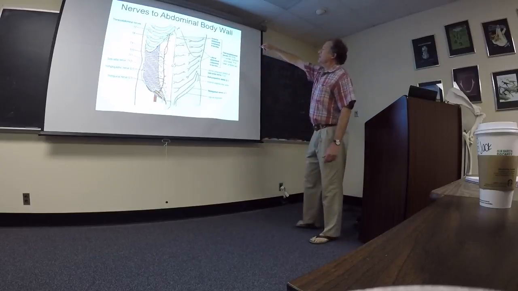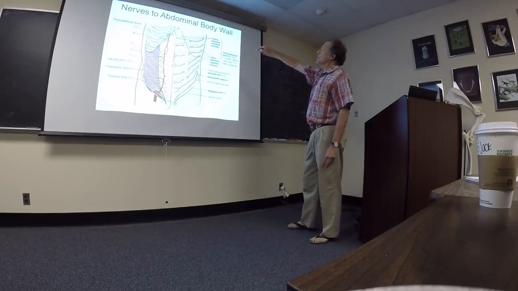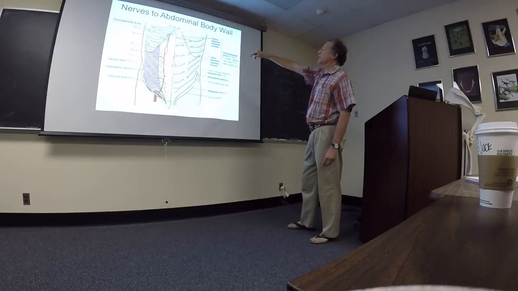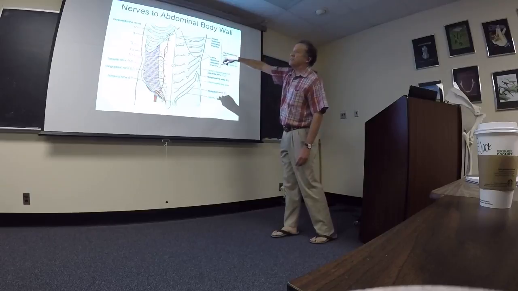Again, in the abdomen, the same thing we saw before, except you don't have ribs there. So below T11, you've got the subcostal below T12, and L1 has two parts, the iliohypogastric and ilioinguinal. Sometimes they split well back in the posterior abdominal wall. We'll see pictures later. Sometimes they come out on the side and split later.